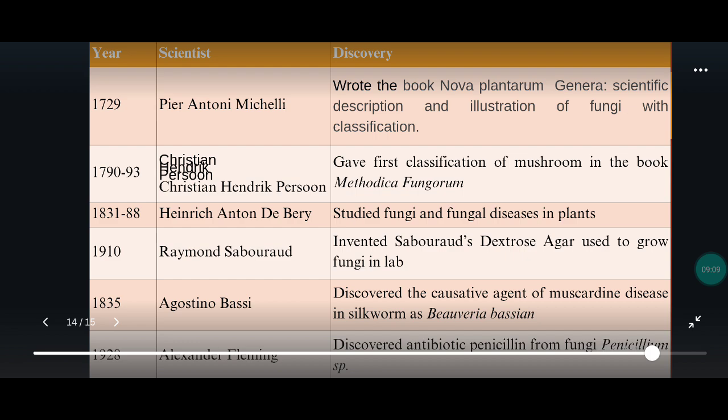In 1910, Raymond Sabouraud invented Sabouraud's dextrose agar used to grow fungi in laboratories. In 1835, Agostino Bassi discovered the causative agent of muscardine disease in silkworm as Beauveria bassiana. In 1928, Alexander Fleming discovered the antibiotic penicillin from the fungus Penicillium notatum.